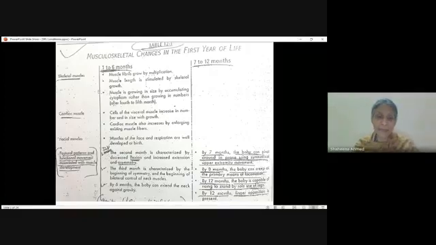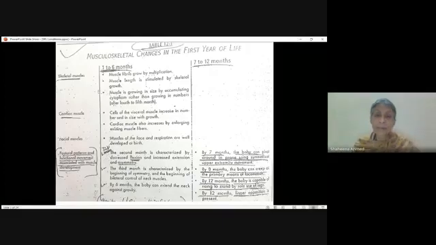By the third month, you will see that there is going to be some symmetry in the movement of these limbs. The extension of these limbs is going to be more symmetrical as compared to the second month.